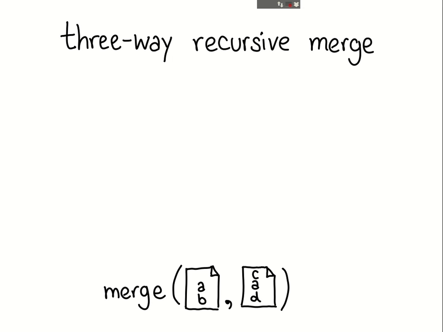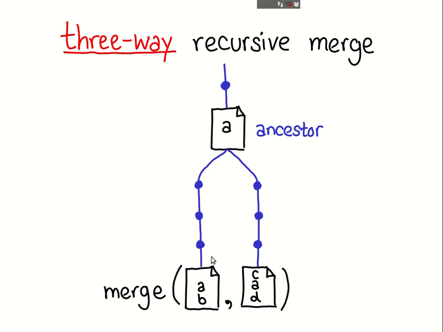Suppose I have two documents, document 1 and document 2, which I'd like to merge. Document 1 has the contents A, B, while document 2 has the contents C, A, D. The first thing we need to do when attempting to merge these documents is take their histories and look for a common ancestor. This ancestor will play a critical role in the resulting merge. That's why it's called a three-way merge. There are three documents involved.